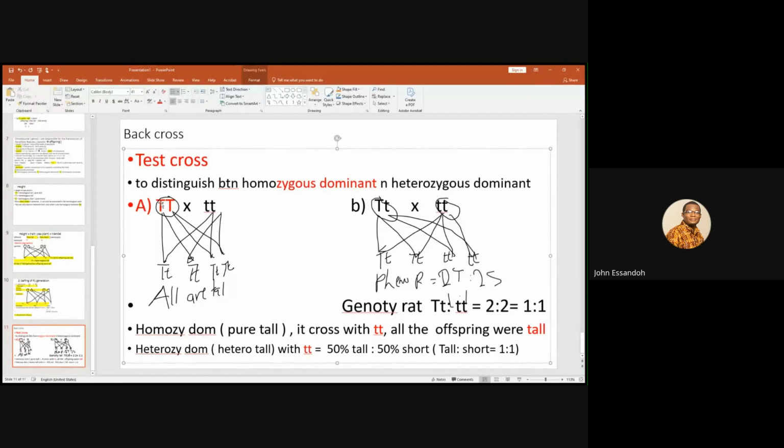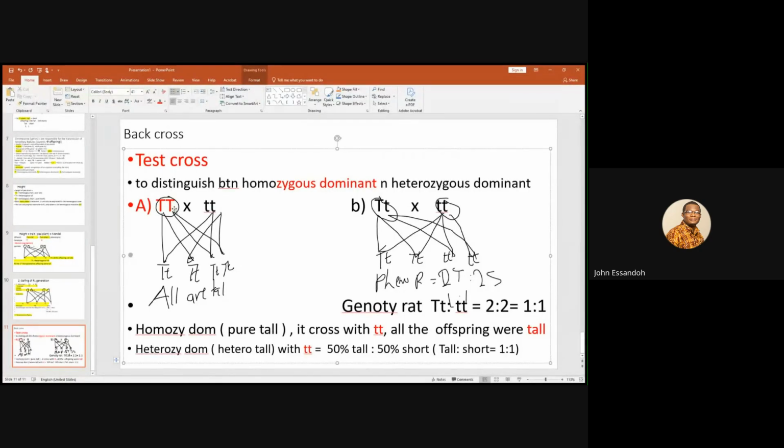If they cross with homozygous recessive, the pure tall one will have all the children being tall, but the heterozygous tall will have some of the children being short. That's what it means. So, do you get what I'm saying? Yes, Doc. No, I want the one who asked the question to add.